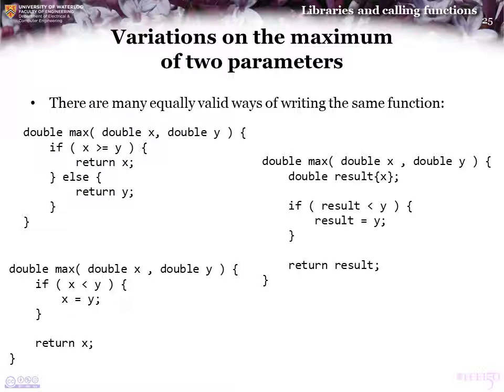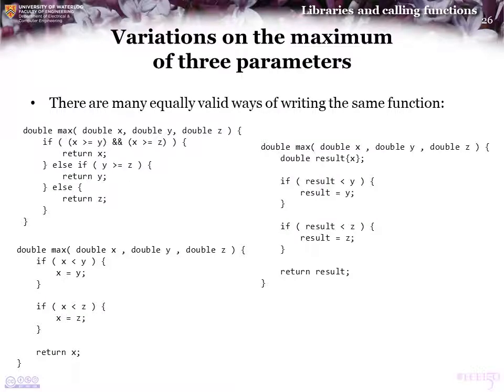Alternatively, again, we could just check. If x is less than y, then we assign x the value of y and we just return the value of x. This one may be less intuitive, but again, x and y are simply variables that have a scope restricted to the function body. And in that case, we can assign to these variables, just like we can assign to local variables.